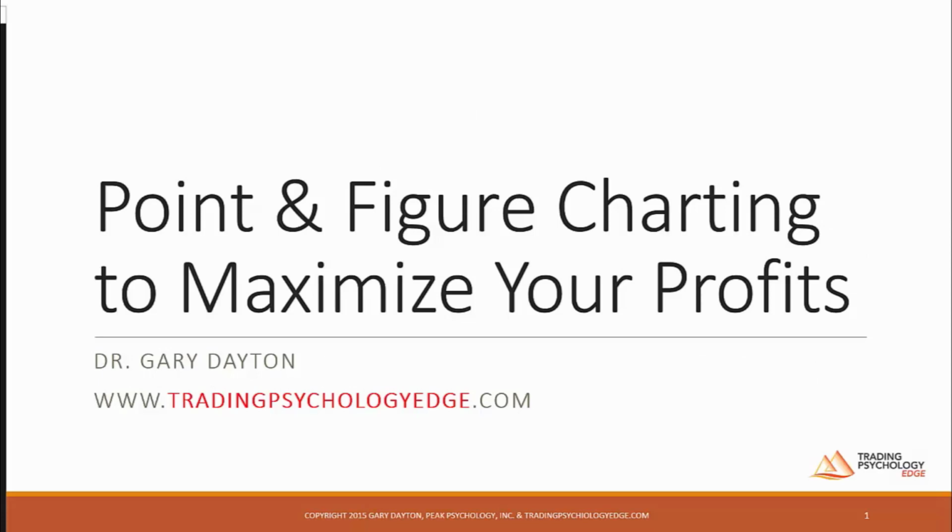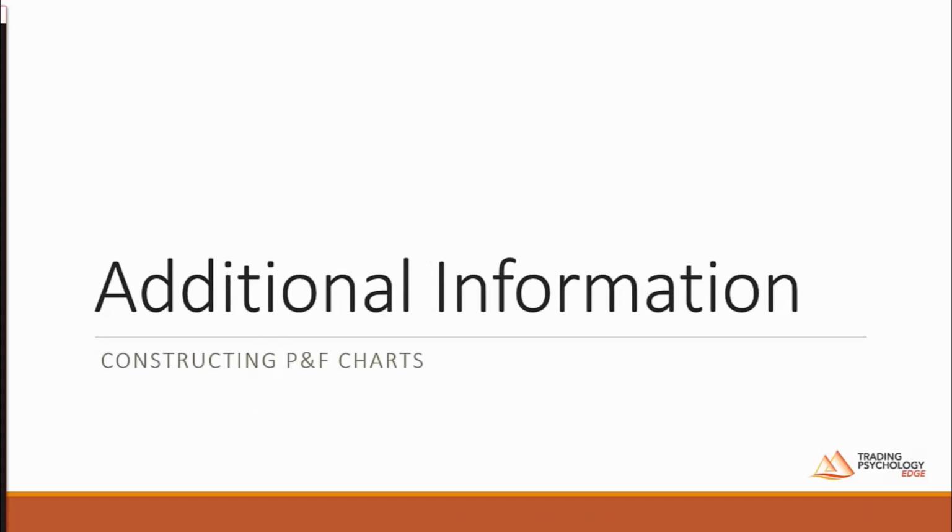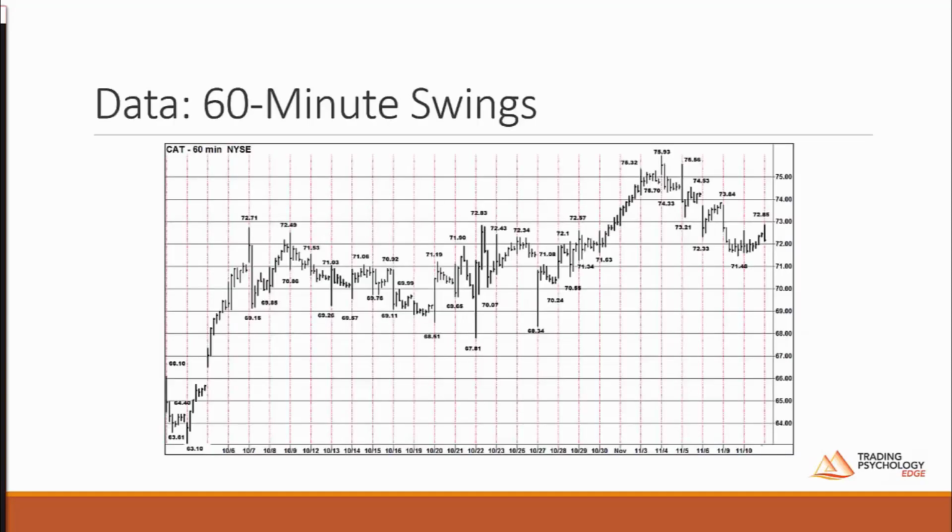I'd like to clarify how to build a point and figure chart used in the Wyckoff method. Now, I know there's other point and figure chart methods that others have developed, but we're not interested in those, only in the traditional Wyckoff approach. So we'll be building figure by figure a 1-point figure chart. And you'll recall that a 1-point figure chart has a 1-point box size and a 1-point reversal. That'll become abundantly clear as we build the chart in this segment.